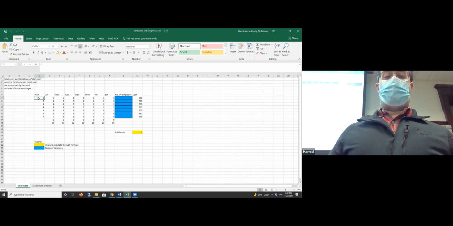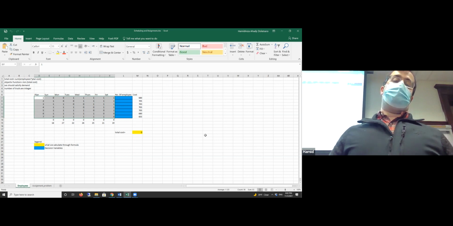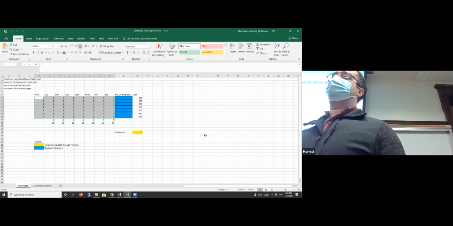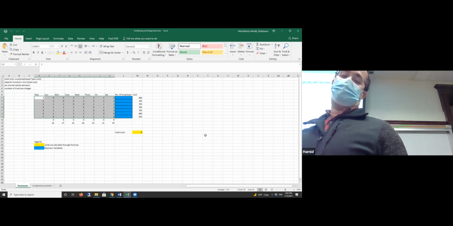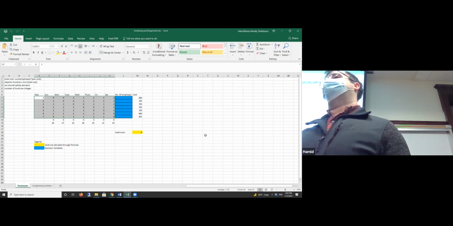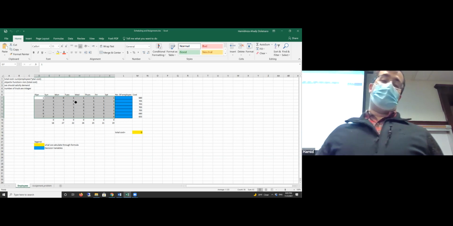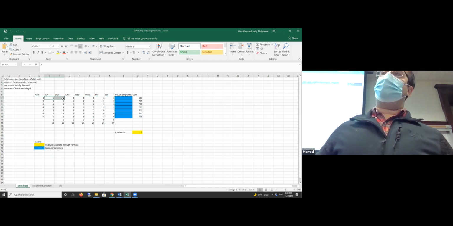Okay, so as you see, I put those 7 plans in rows, and on the columns you have workdays. Again, this is out of creativity, so you may use a different configuration of the tables that associates those constraints with those decision variables. But anyway, 0 means no work day, 1 means work day. And blue cells are decision variables. So how many of those plans should be selected?